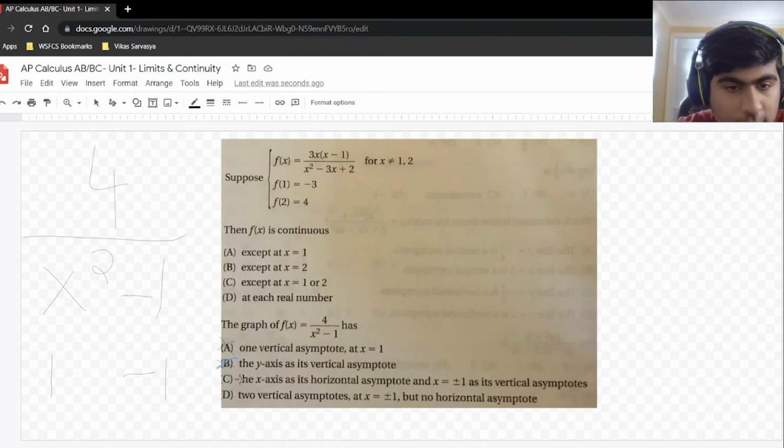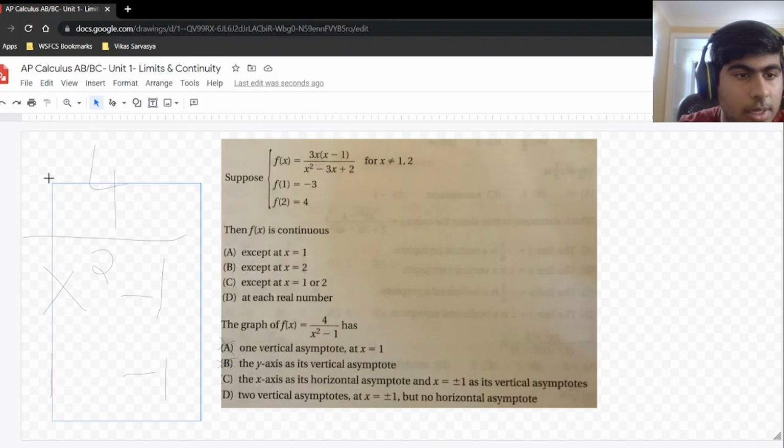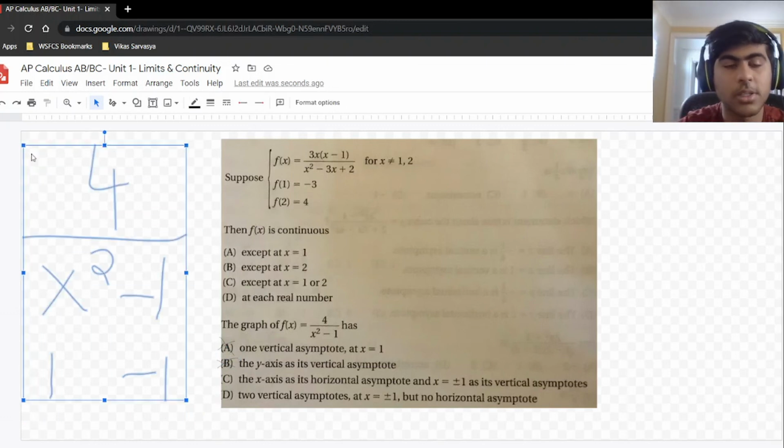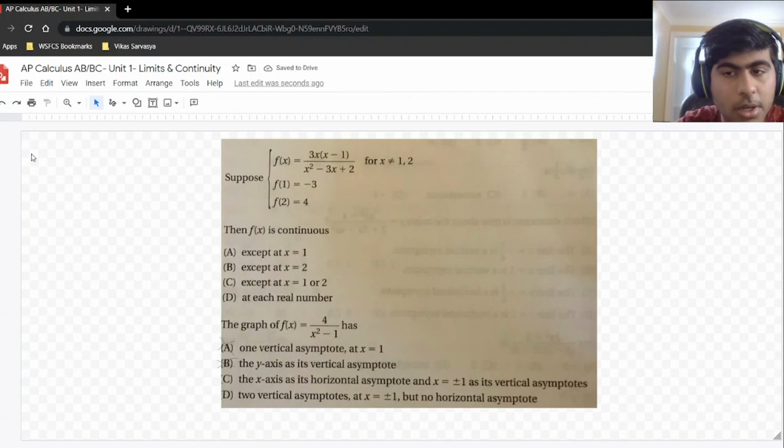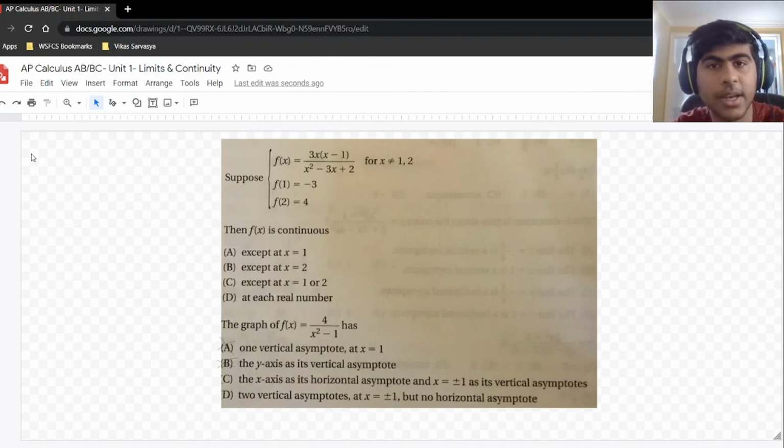Looking at C, this says the x-axis is a horizontal asymptote. This one says no horizontal asymptote. Now, if the degree of the numerator is smaller than the degree of the denominator, you're going to end up at 0 when x gets really big, meaning that you do have a horizontal asymptote. It's at 0, because as you go to infinity in both directions, you're just going to end up at 0. So you have y equals 0 as your horizontal asymptote. And y equals 0 is the same thing as saying the x-axis. So the x-axis is a horizontal asymptote of this function. So the answer is C.